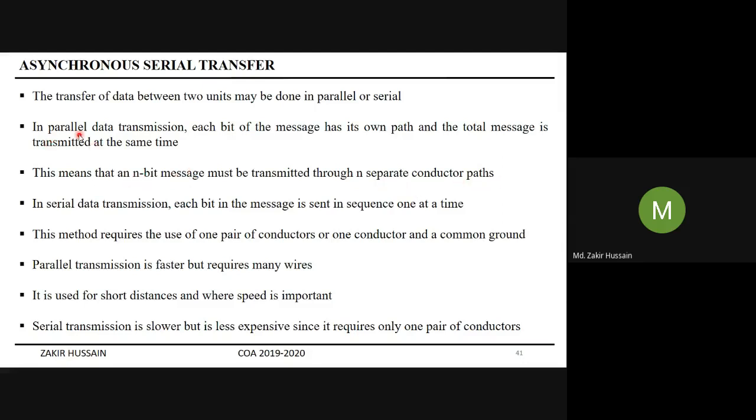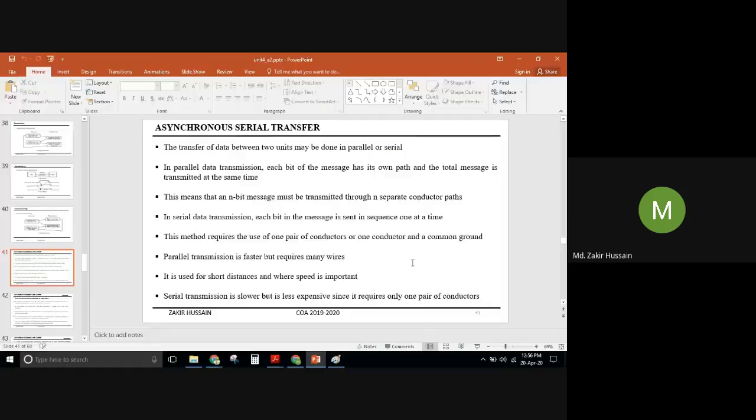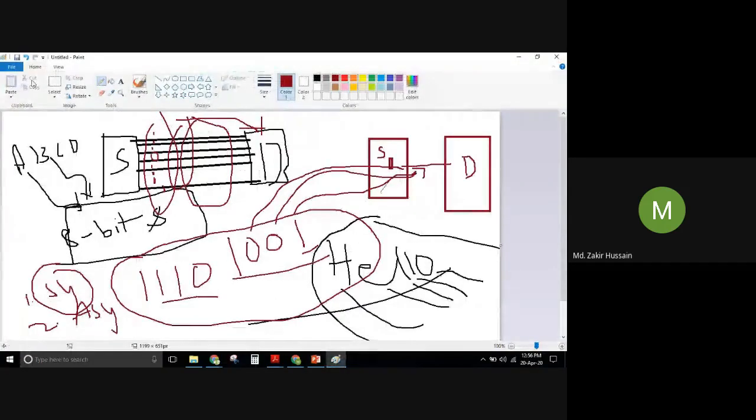In a parallel transmission case, whereas in a serial data transmission, each bit in the message is sent in sequence, one at a time. So this method requires the use of one pair of conductors, or one conductor and a common ground. So this is about the common ground here. In electrical transmission, all the time we have one line for carrying the phase, and the other is negative, that is ground.